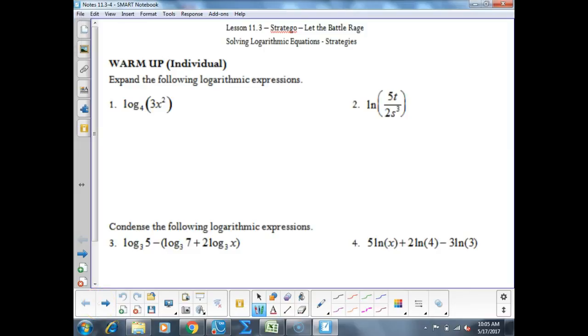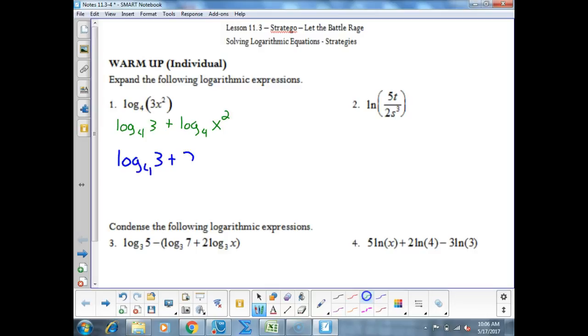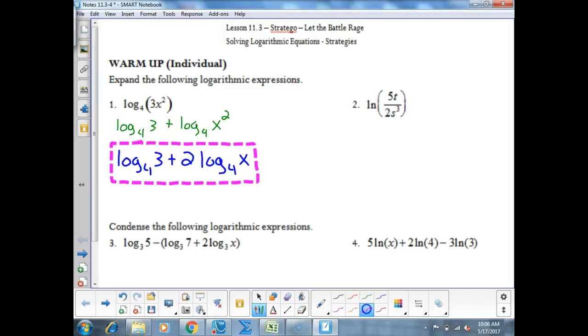Alright, so first one is expanding. So we're taking a single log and making it be bigger. So we get, first off, we expand this to be log base 4 of 3 plus log base 4 of x squared. But then, because there's a power in that second one, that one would then become plus 2 log base 4 of x. That's the expanded version of that one.